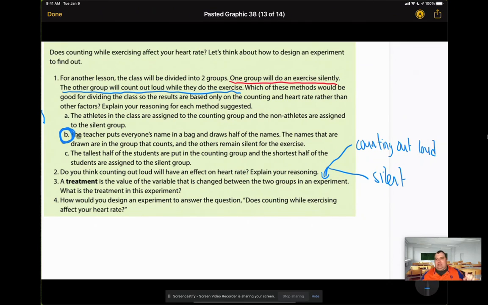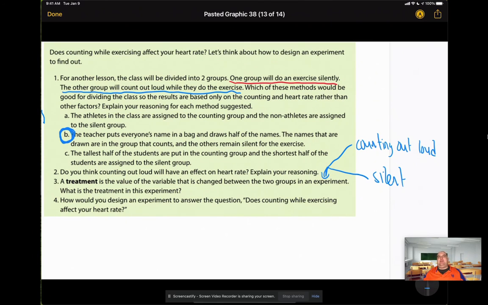I'd put everyone's name on a piece of paper. I'd put it in a hat or a bag. And I'd keep picking names out of the bag or out of the hat until I have half the names. And the half of the names that I pick will be in the counting out loud group. And the names that I don't pick, the names that are remaining, will be in the silent group while exercising. Okay, so that is how I would set up the experiment.